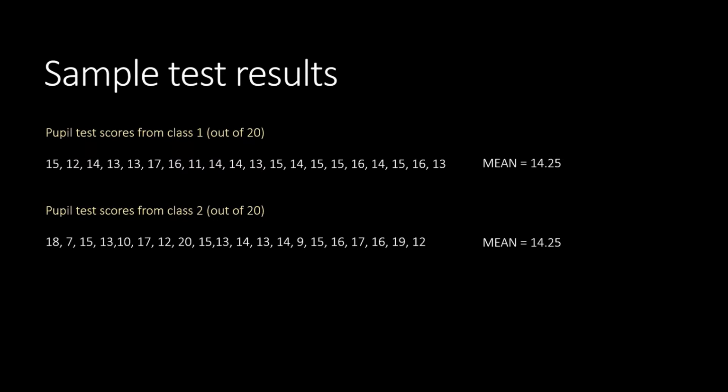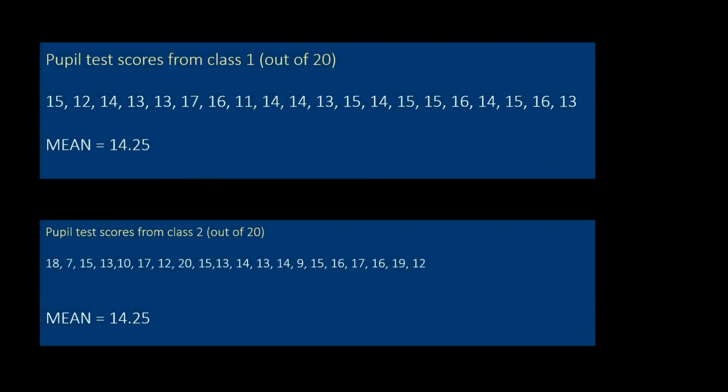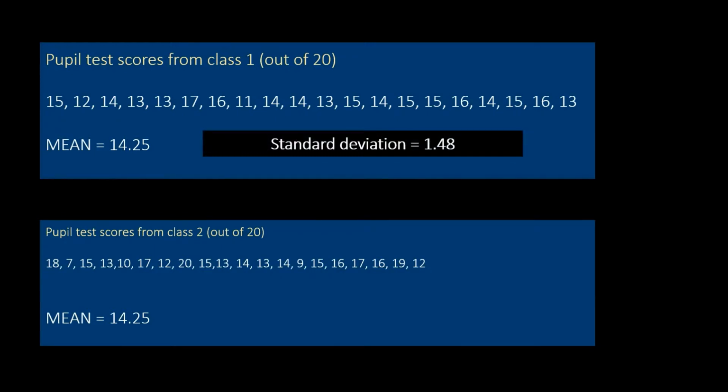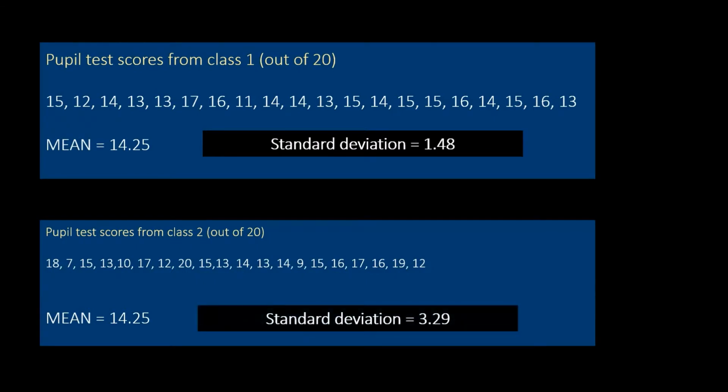And that's where standard deviation comes in. Standard deviation is a figure that gives you a measure of the variability, the variation in the results. Now, in these class results, we'll work out how you get these numbers later on. But the standard deviation in class 1 is 1.48. As a number, that won't mean anything to you much at the moment. The standard deviation in class 2 is 3.29, which is more than twice as much.